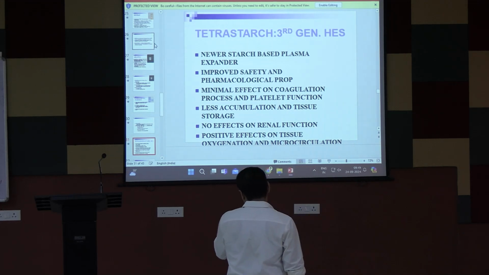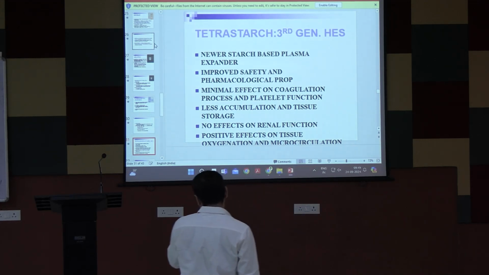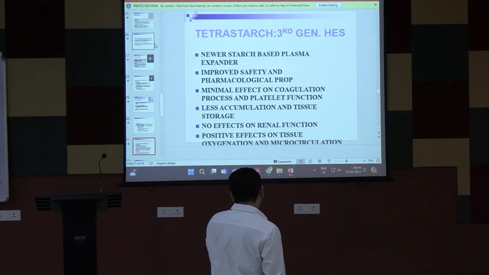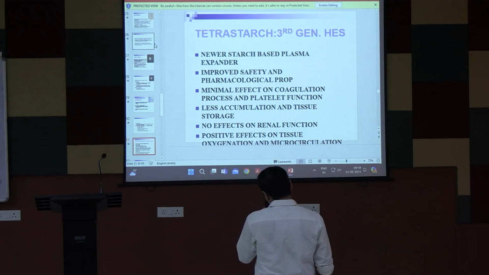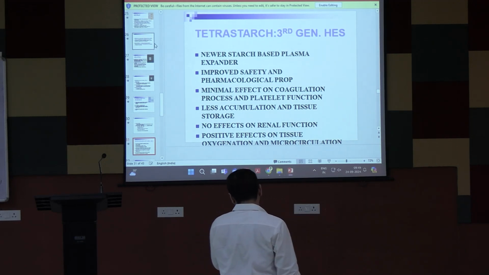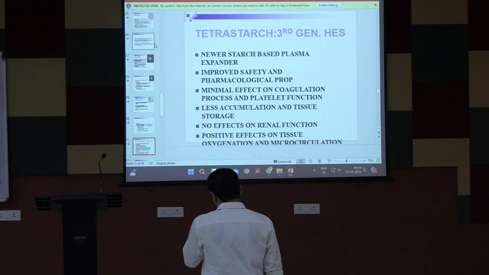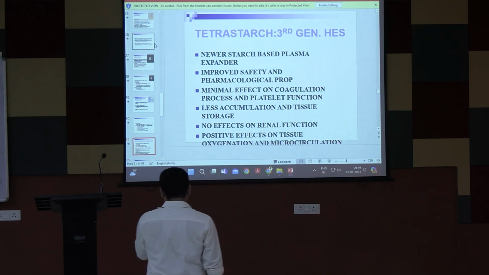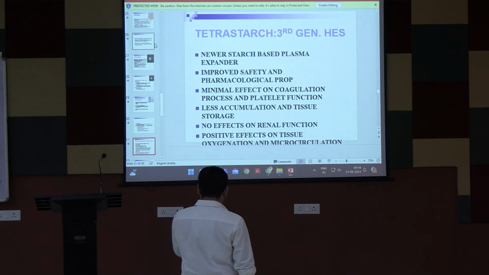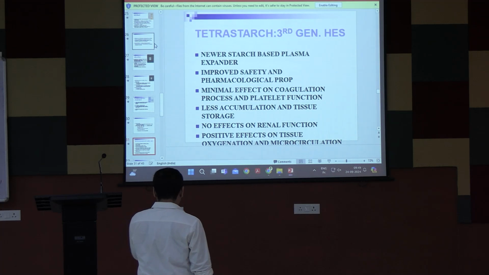Tetrastarch, third generation HES starch, is a newer starch-based plasma expander with improved safety and pharmacological properties: minimal effect on coagulation process and platelet function, less accumulation and tissue storage, no adverse effects on renal function, and a positive effect on tissue oxygenation and microcirculation.